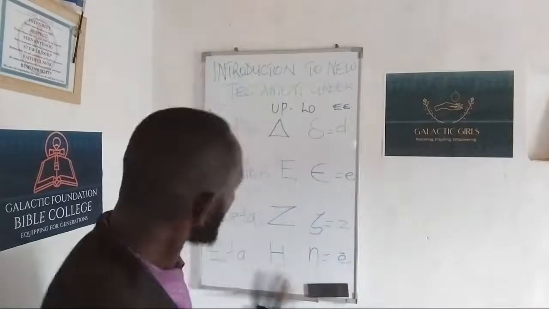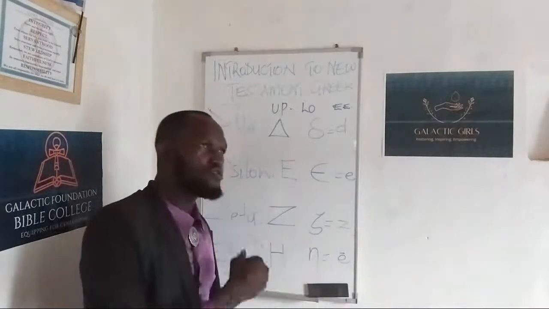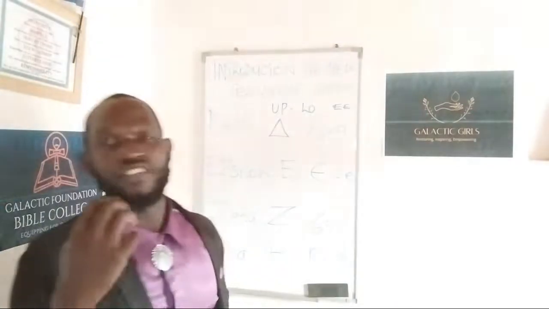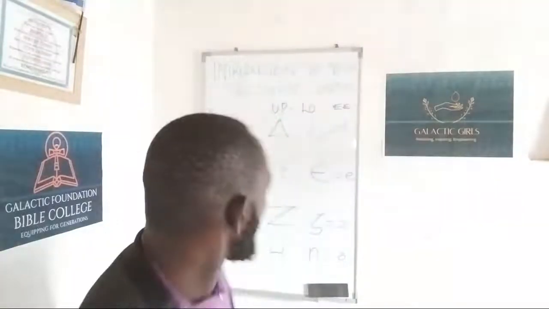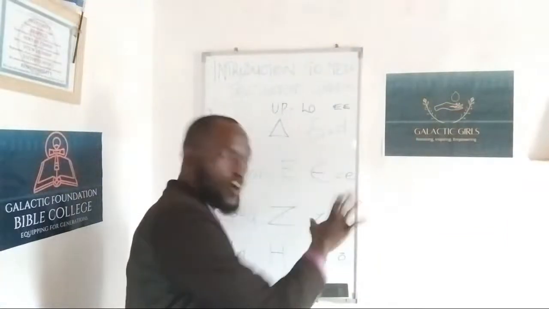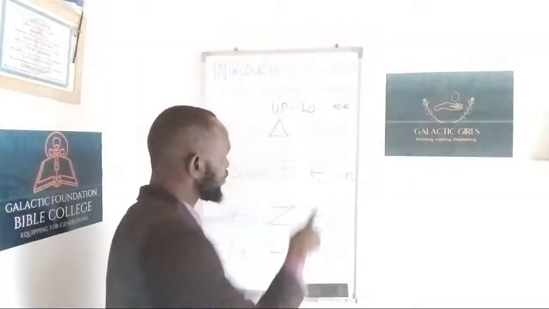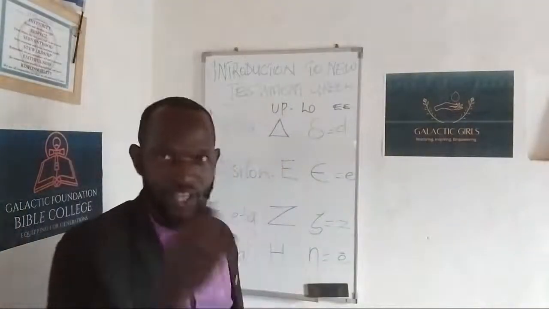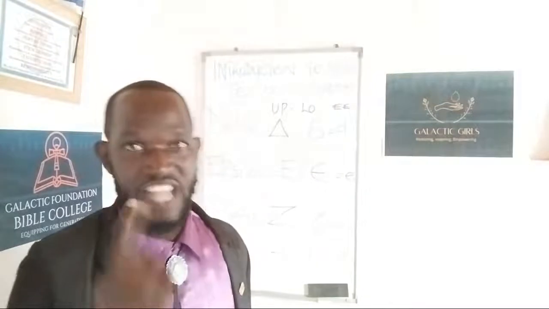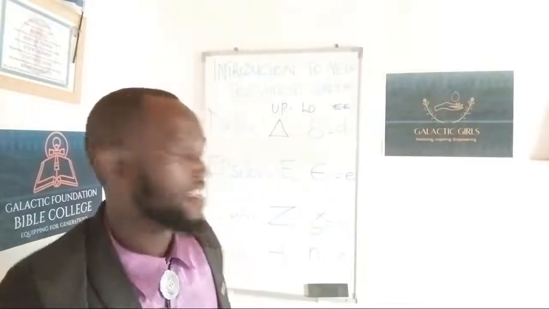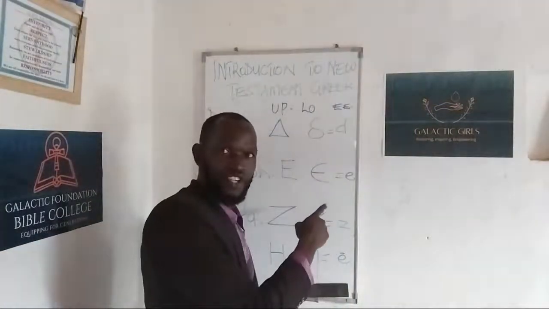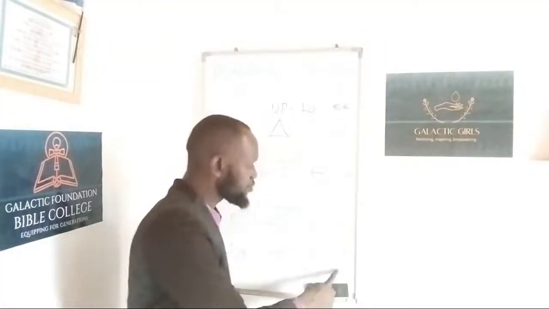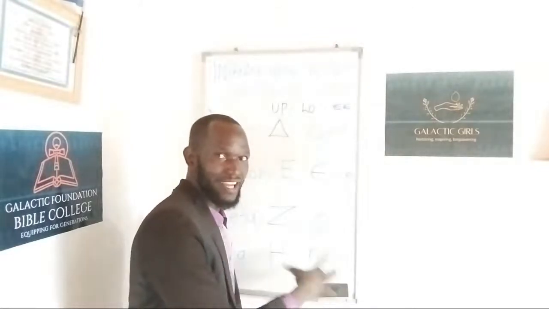So when eta is used, it's used in a place where the English sound of the letter, in this case, is strong and prolonged, the E sound. But when epsilon is used, it's just the normal E sound, right? So you notice that epsilon and eta both stand for the same equivalent in English, which is E. The difference is in how it is used. For epsilon, it is used where the sound is the normal E sound, and eta is used where the sound of the E is strong and prolonged.